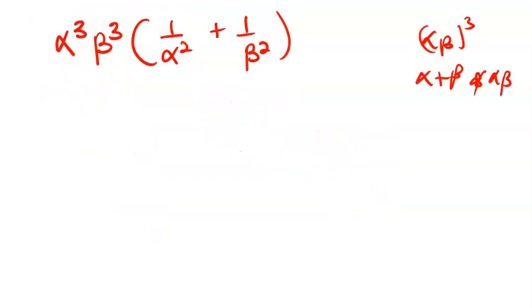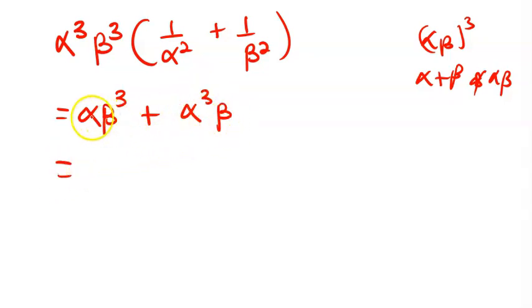Okay, so let's expand this. Alpha cubed beta cubed times this. So this one, two of this will cancel two, so we have alpha times beta cubed here, plus this. Two of this will cancel two of that, so we are going to have alpha cubed times beta. And we can factorize, alpha beta is common. So let's bring alpha beta out. Now when we do that, we have beta squared plus alpha squared.